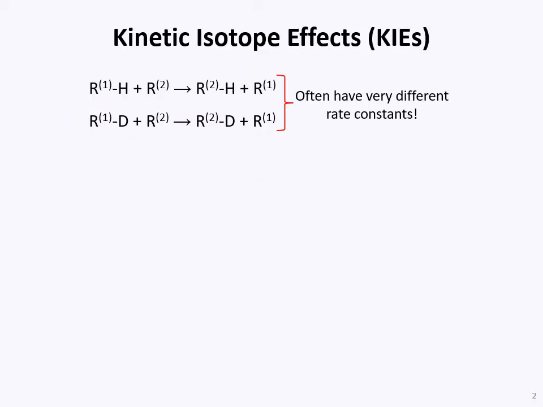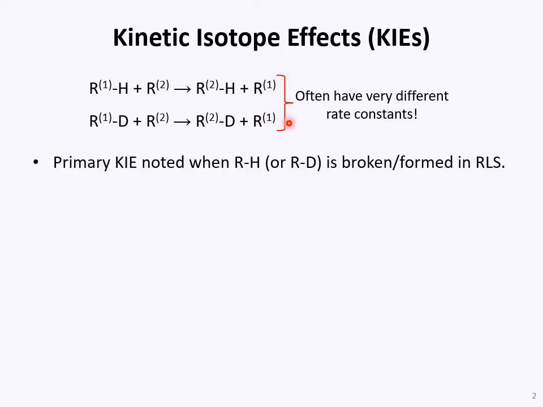Okay, so when we're talking about kinetic isotope effects, we're talking about these sorts of reactions here. In this case, we've got R1 plus H, so with a hydrogen attached to it, plus R2 is going to give us R2H plus R1. This is like an acid-base style reaction, and you get the same reaction with a deuterated version of it. What's happening is the deuterium and the hydrogen are being exchanged between R1 and R2. The key point about kinetic isotope effects is that these two reactions, or similar reactions like this, are often observed to have very different rate constants.